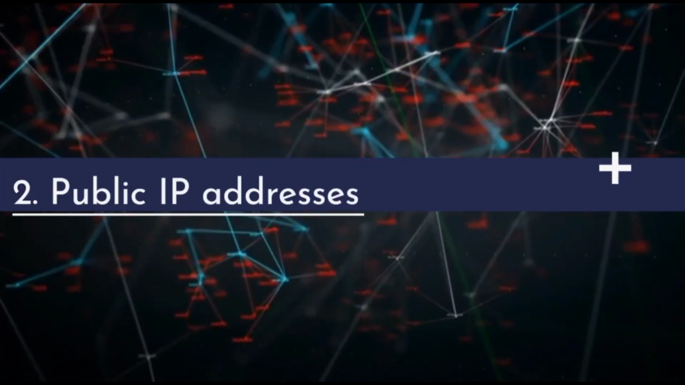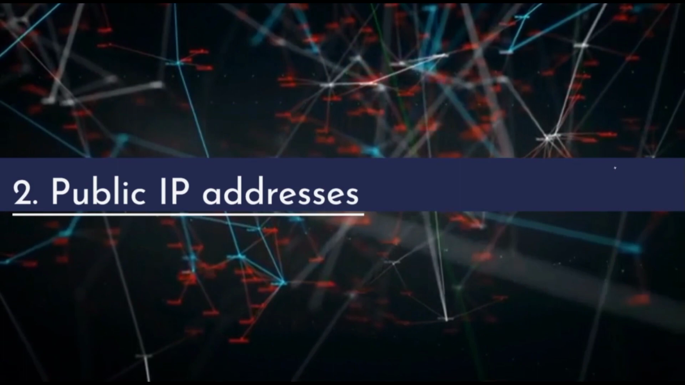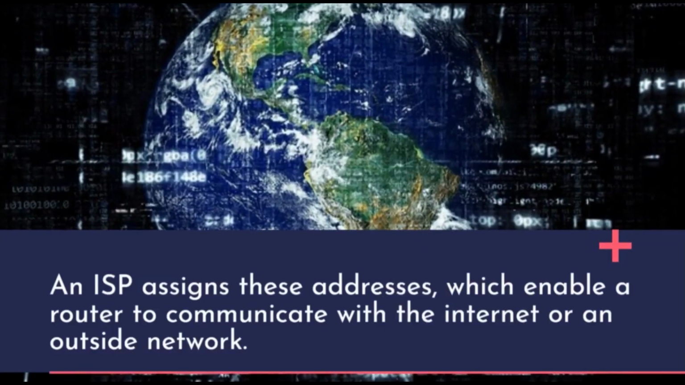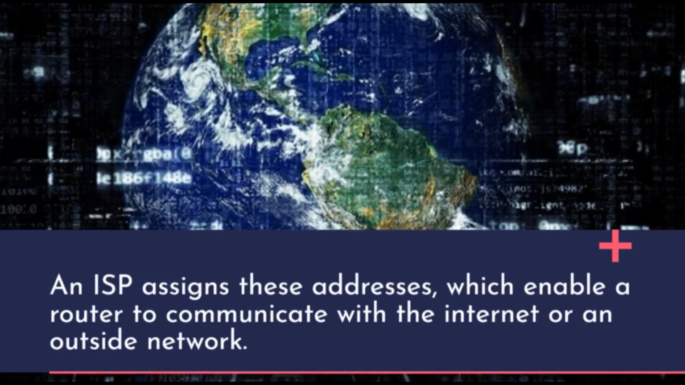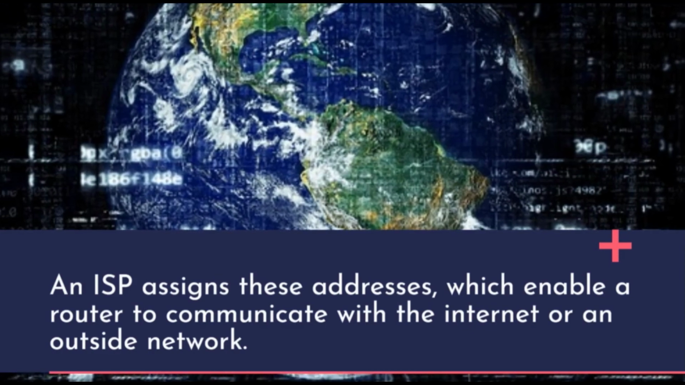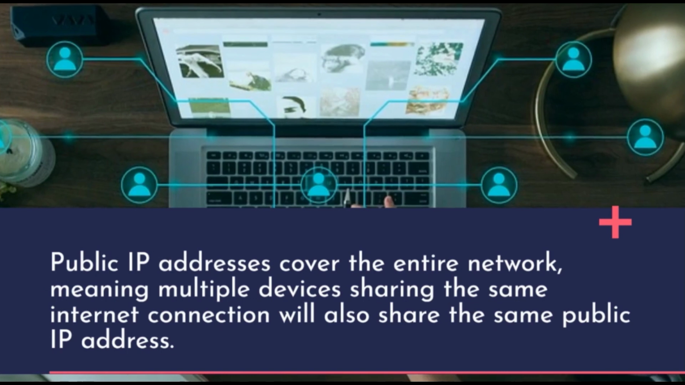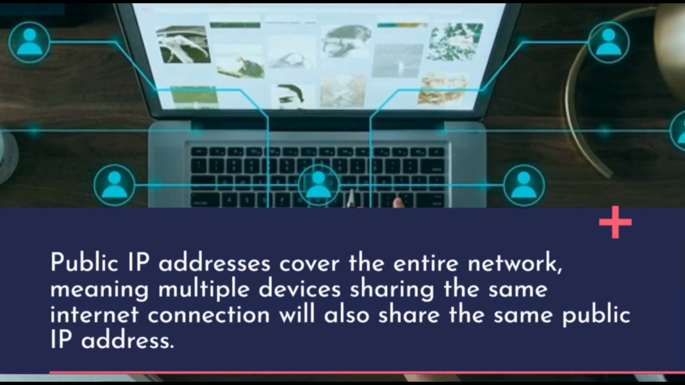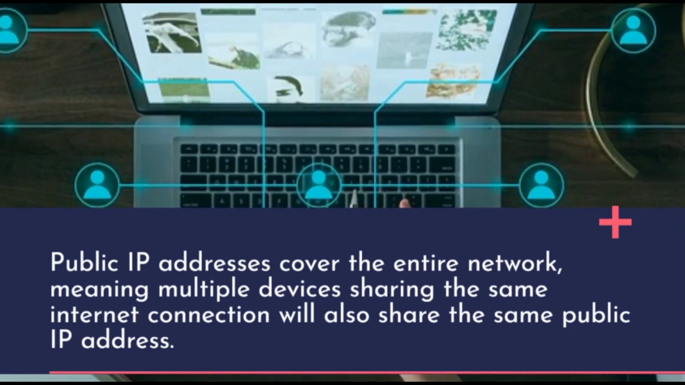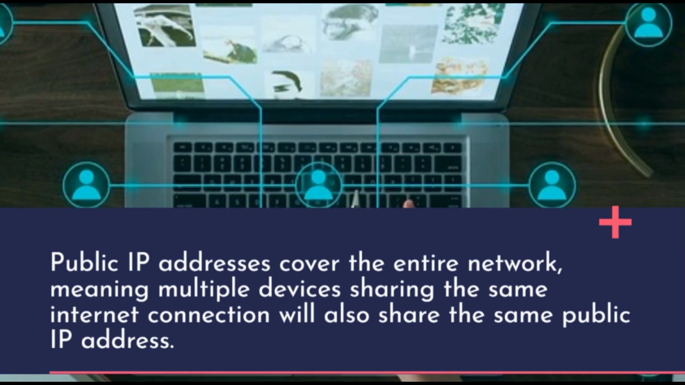2. Public IP addresses. An ISP assigns these addresses, which enable a router to communicate with the Internet or an outside network. Public IP addresses cover the entire network, meaning multiple devices sharing the same Internet connection will also share the same public IP address.